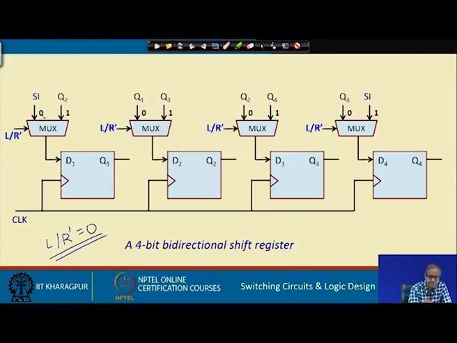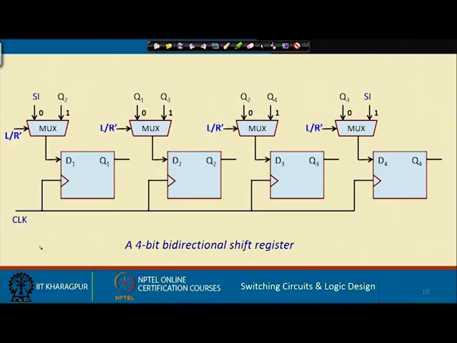Right shift means the 0 inputs of the multiplexer are selected. So, this SI will come here, Q1 will come here, Q2 will be here, and Q3 will be here. This is just like how we connected the register earlier, right? Q1 was connected here, Q2 was here, and Q3 was here. Okay? This is normal right shift.